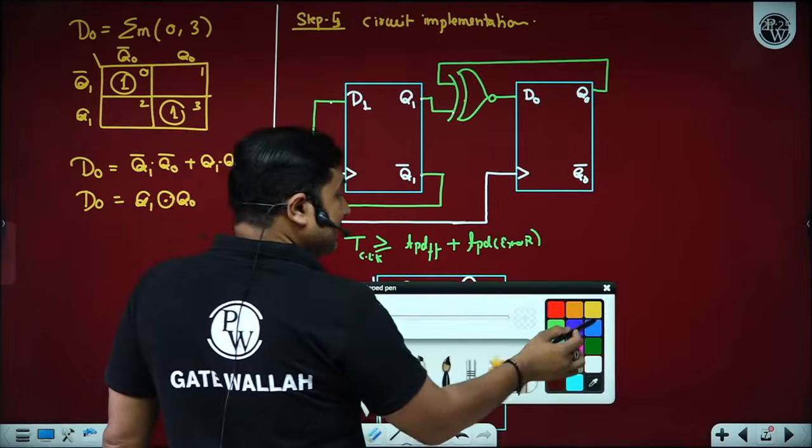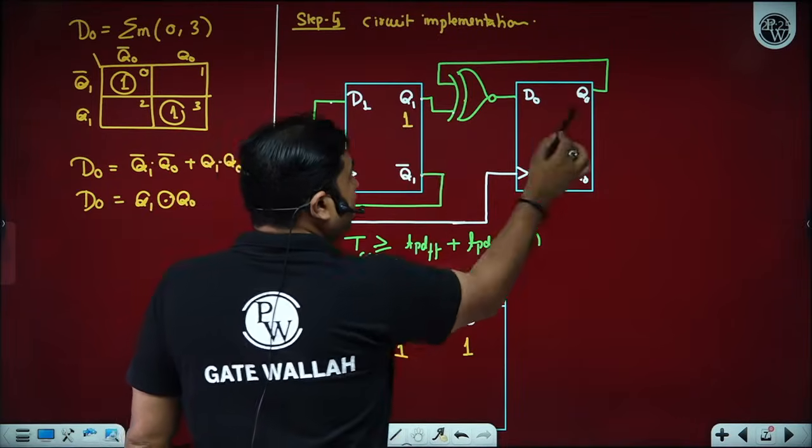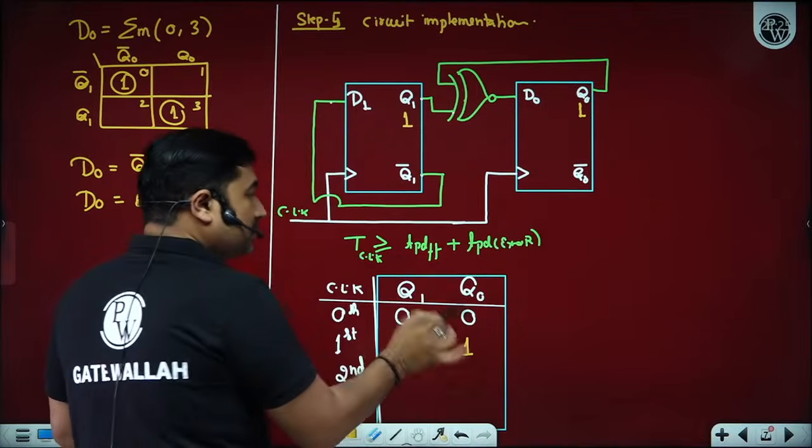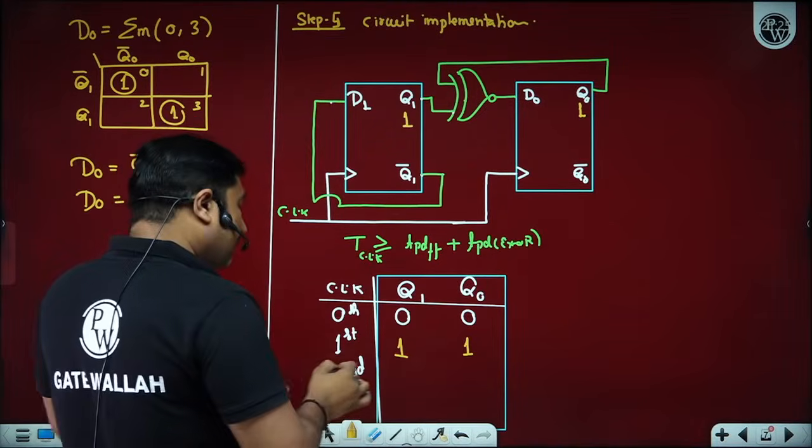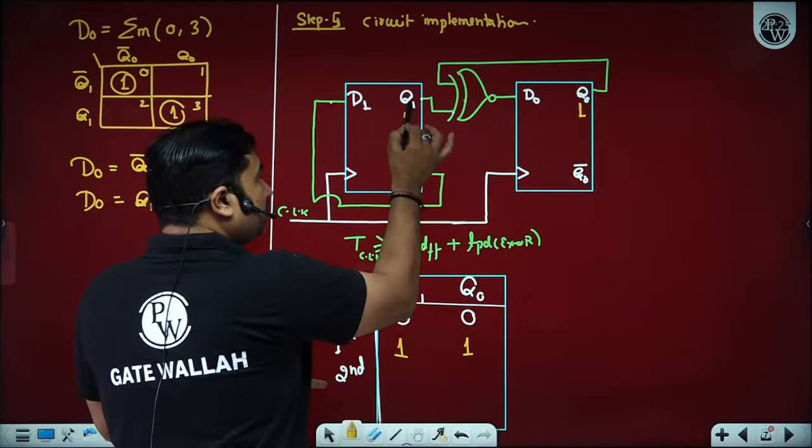What is the present status? Present status is this is 1 and this is 1. Q1 is 1 and Q0 is 1. Is it okay? Now before applying second clock pulse, first find input to the flip-flop.